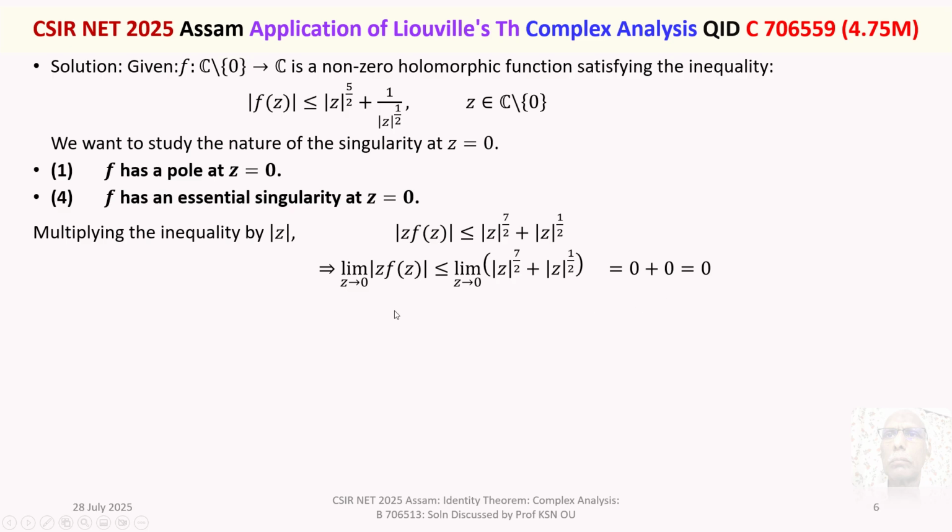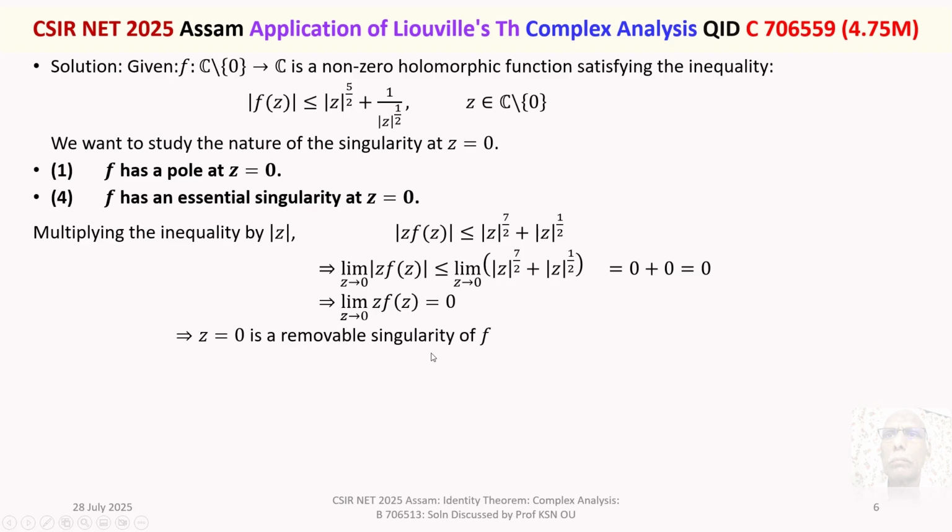From this, that means limit z tends to 0 of mod of z f(z) is less than or equal to 0. From this, it follows limit z tends to 0 of z f(z) is equal to 0. That means limit z tends to 0 of (z minus 0) into the function f(z) is a finite quantity, that is a finite number. That means z is equal to 0 is a removable singularity of the function f.